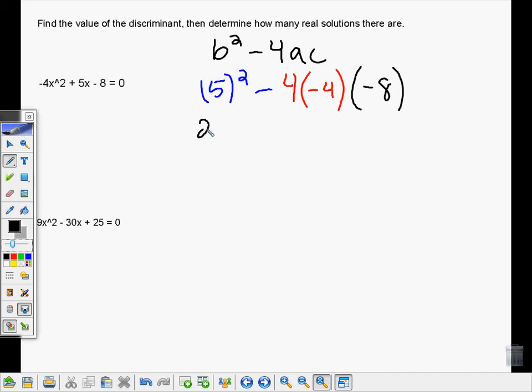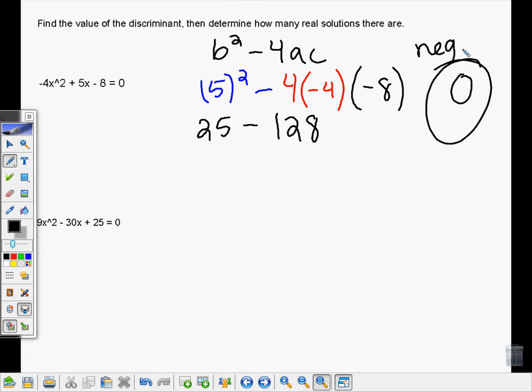Okay? So we get 25 minus, then we need to take 4 times negative 4 times negative 8. We get a positive 128. So 25 minus 128, we honestly don't even have to do that math. We know it's going to be negative. That is a negative number. So that's 0 solutions because it's negative.